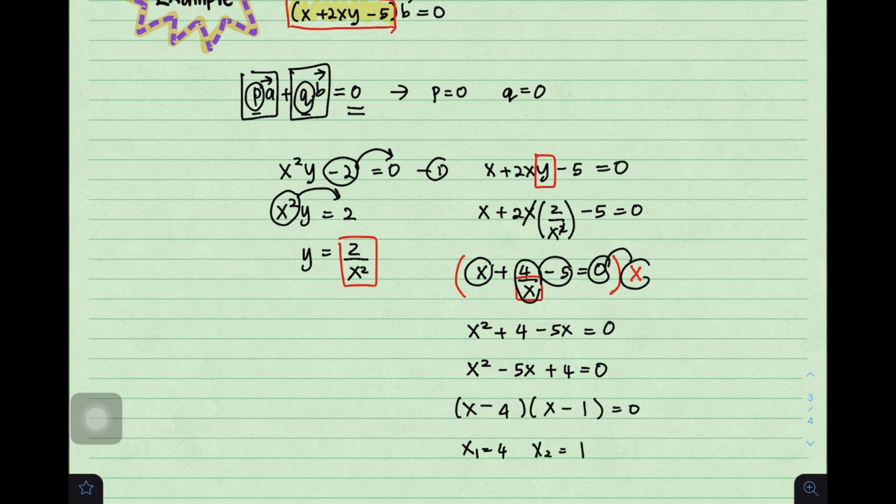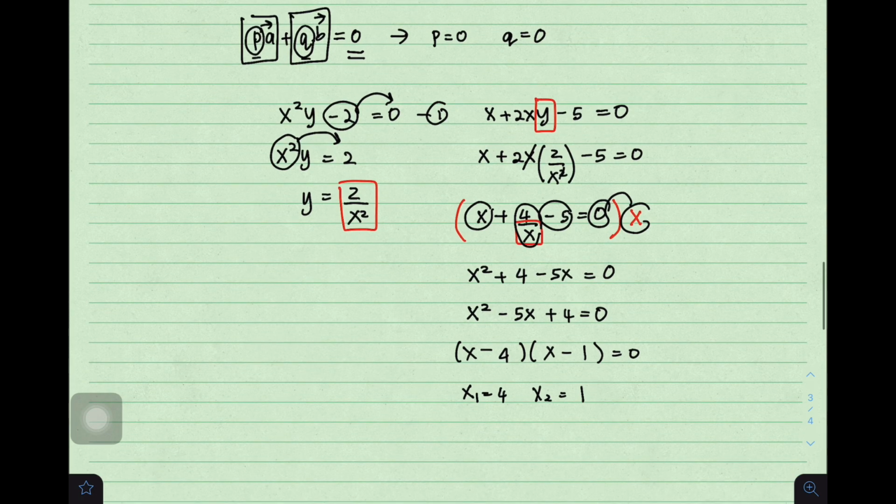Okay, so sekarang kita nak cari apa pula nilai y. So disebabkan kita ada dua nilai x, so maksudnya kita akan ada dua nilai y. Okay, nilai x yang pertama adalah 4. So bila x sama dengan 4, y sama dengan, kita guna equation ni, y sama dengan 2 bahagi 4 kuasa 2, iaitu 2 per 16 sama dengan 1 per 8. Okay, so awak akan dapat y awak sama dengan 1 per 8.